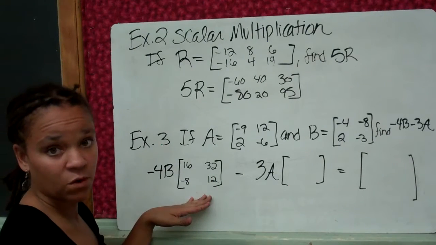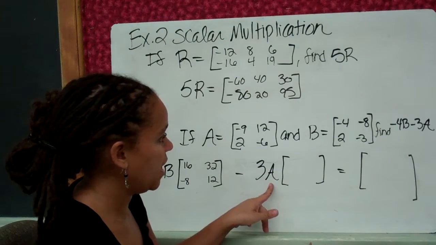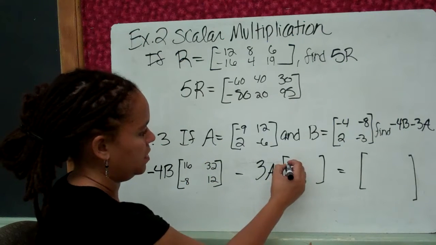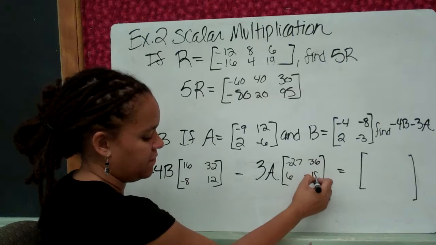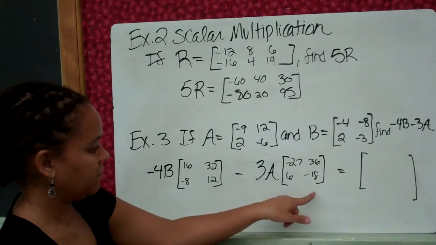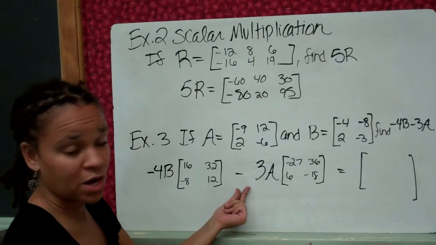So this would be 16, this would be 32, this would be negative 8, this would be 12. So that's negative 4B. Now let's find 3A. 3A: negative 27, 36, 6, negative 18. I took 3 times everything inside. And now let's subtract them.